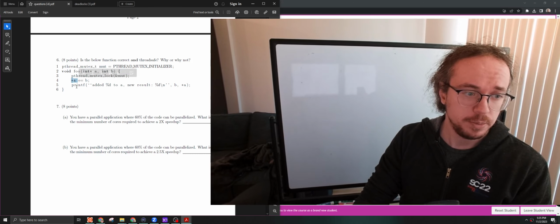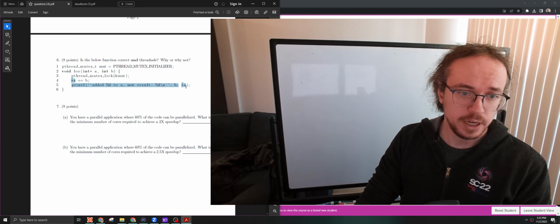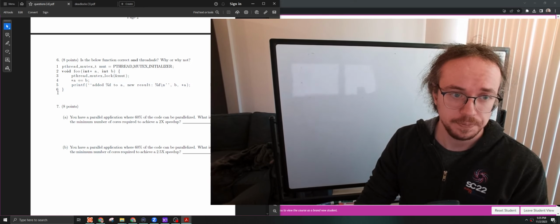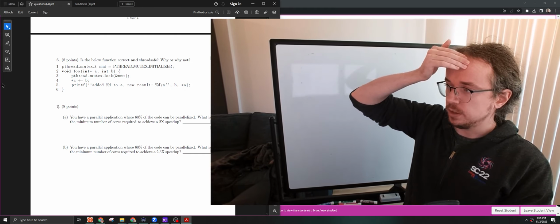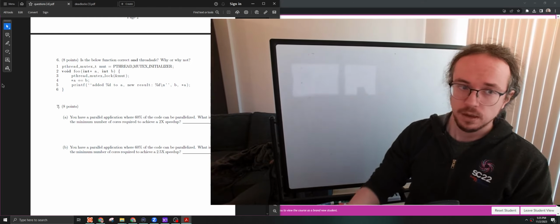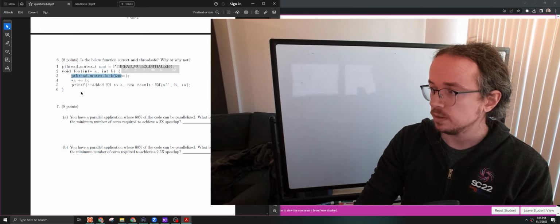*A += B, so we're going to add the value of B to the value A points to. And then we're going to print out the results. We're going to print out the new value of A and the original value of B. And then our function is going to exit. And so fundamentally the answer to this question is no, because you called mutex lock, but you never called unlock.